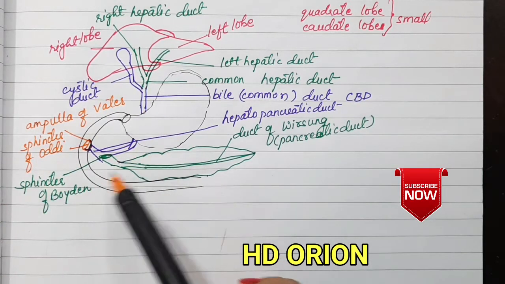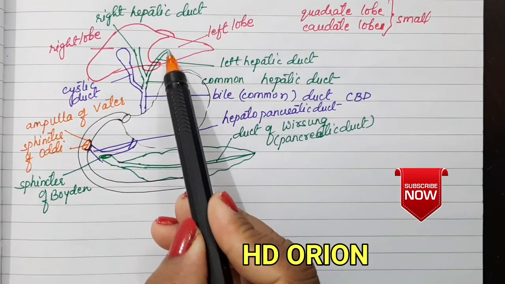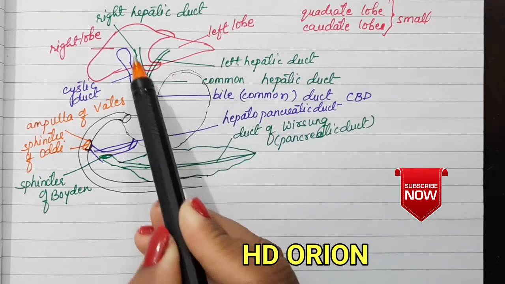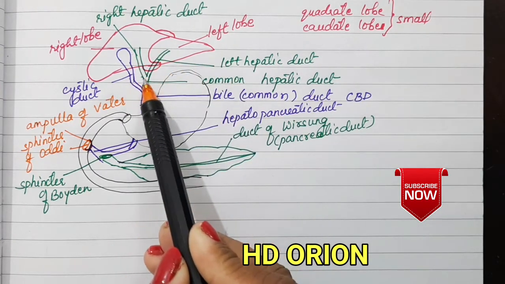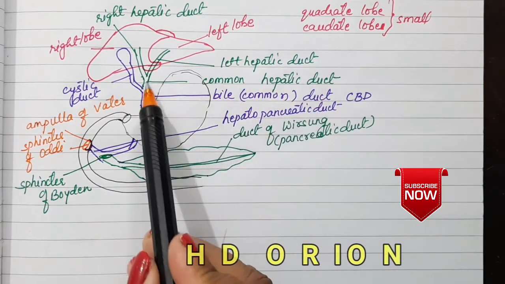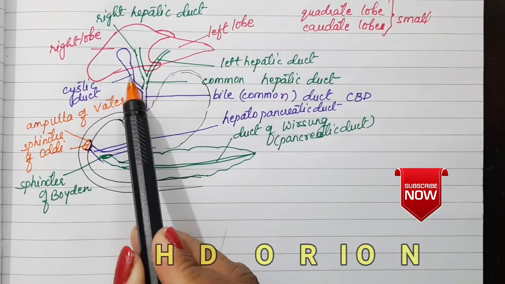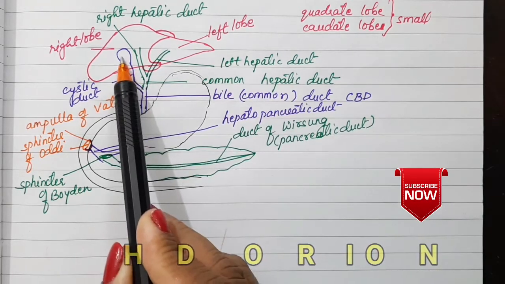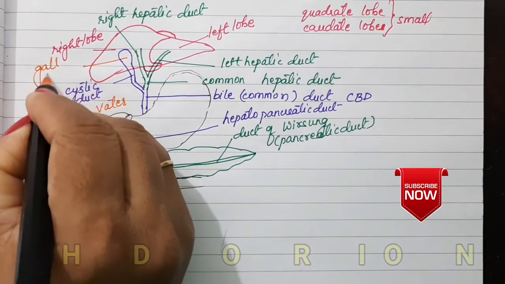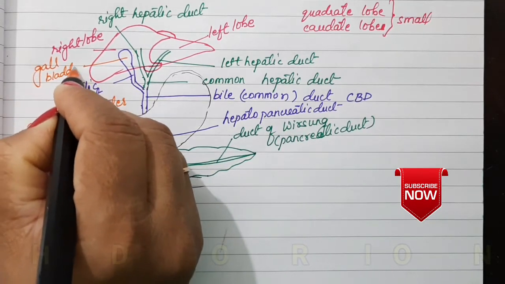So we will revise once again. This is the left lobe from where the left hepatic duct arises, and from here the right hepatic duct, and they form a common hepatic duct. This will fuse with the cystic duct which arises from the gallbladder. This is the gallbladder. The gallbladder is meant for the storage of bile juice.